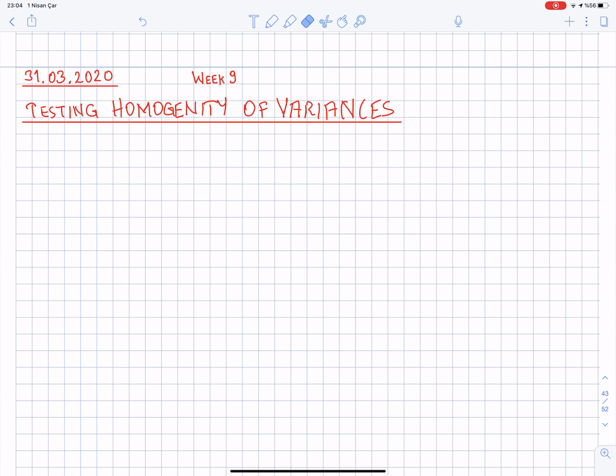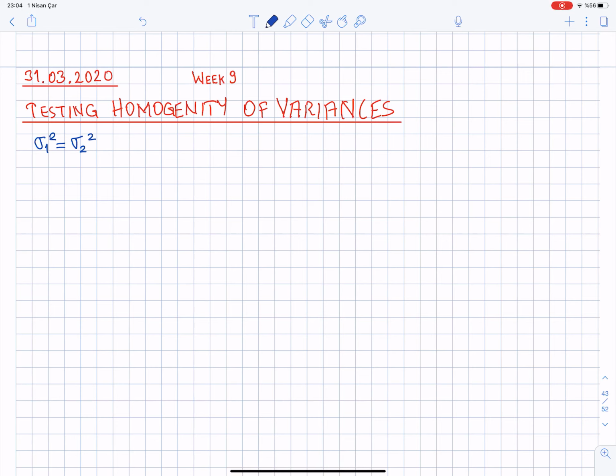Okay, let's get started. Testing homogeneity of variances. Today we're going to first try to test the variances for two different populations. So we have variances from samples, and we're trying to figure out whether there is a difference between two variances. It means what you're looking for is whether sigma 1 squared equals sigma 2 squared, the variance of the first population equals the variance of the second population.